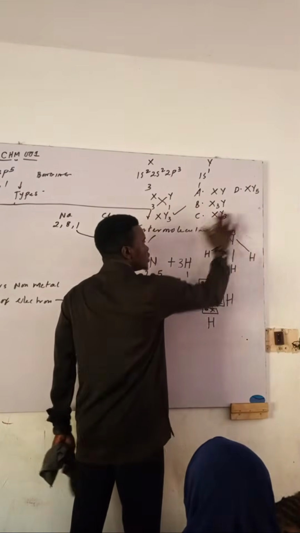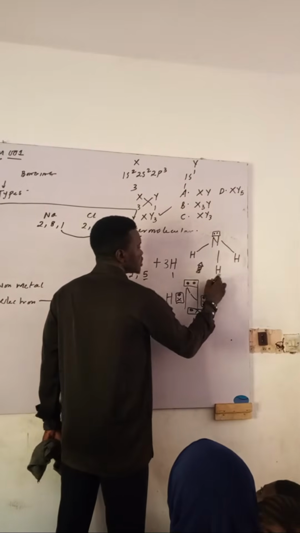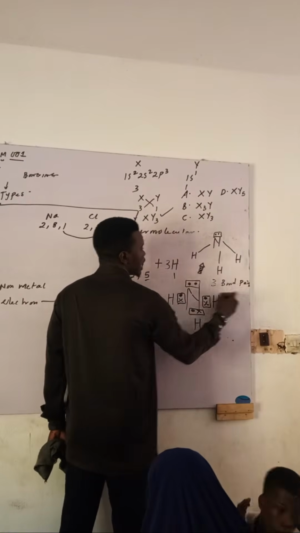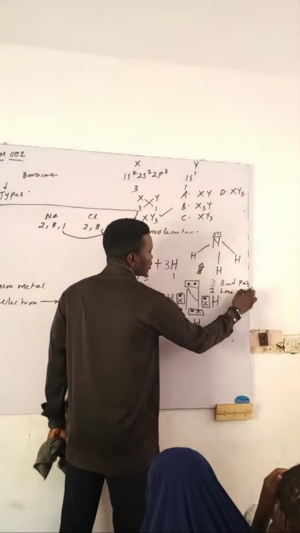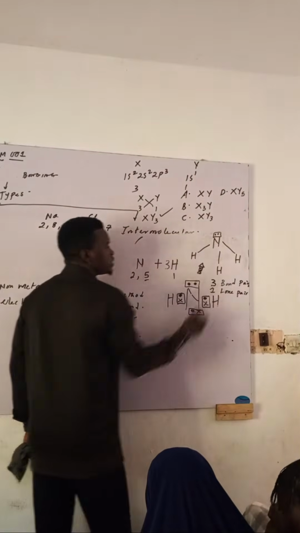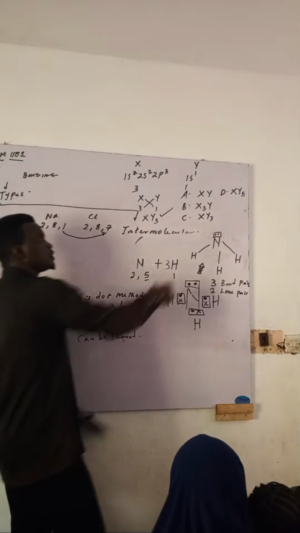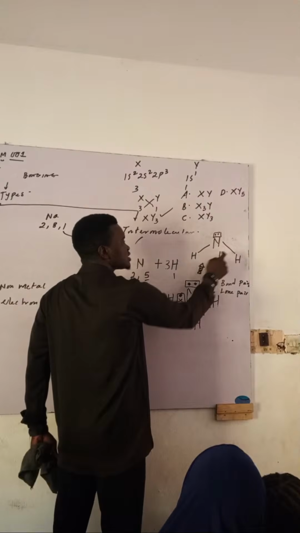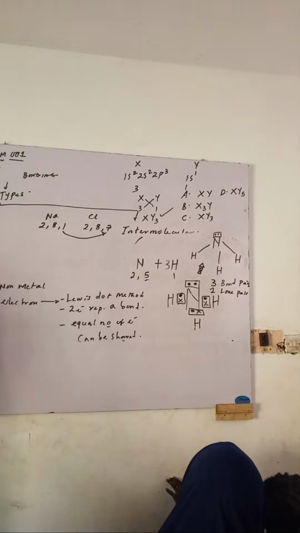In this molecule now, this nitrogen is said to have 3 bond pairs and 1 lone pair. 3 bond pairs and 1 lone pair. So 1 lone pair means this one is not involved in bonding. These 3 are involved in bonding, so we call them bond pairs. I'm still going to talk about that theory separately soon.